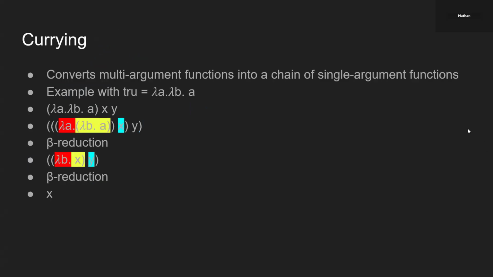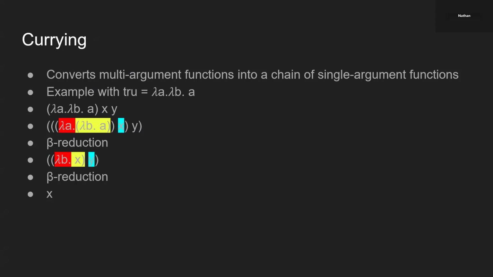Next, currying. This goes into the previous example we showed with beta reductions. Basically, you can convert multi-argument functions into a chain of single-argument functions, which is important for Church booleans. For example, true and false, which you should be familiar with from your homework, and the first, second, and pair functions.